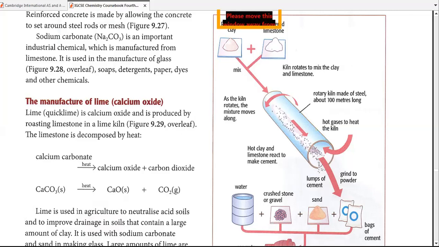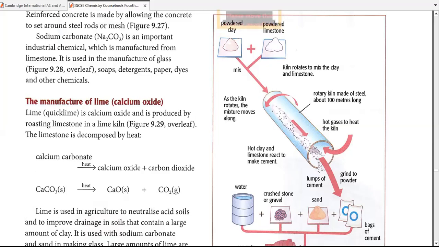So what we do is that we keep heating up this kiln. Not only is it rotating around its own axis and mixing the material, it's also heating it up. So what happens is that hot clay and limestone react to make cement. We then grind this powder to make powdered cement.